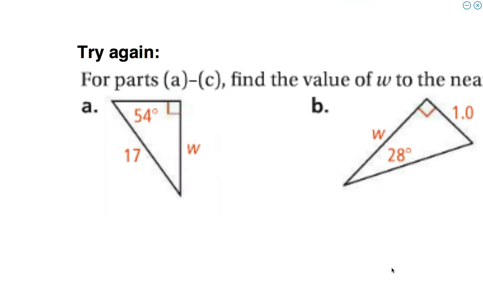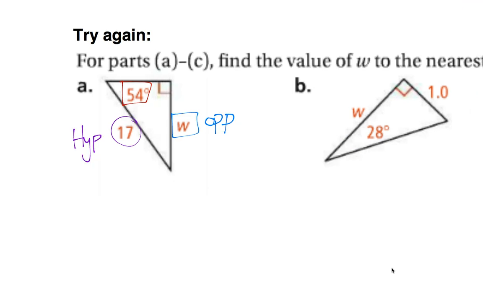So let's practice these now. I want you to first acknowledge which angle we're looking from, and then what is missing and what is given. I have a hypotenuse, and I have an opposite. So what ratio deals with opposite and hypotenuse? That would be SOH, S-O-H. So that's a sine function.